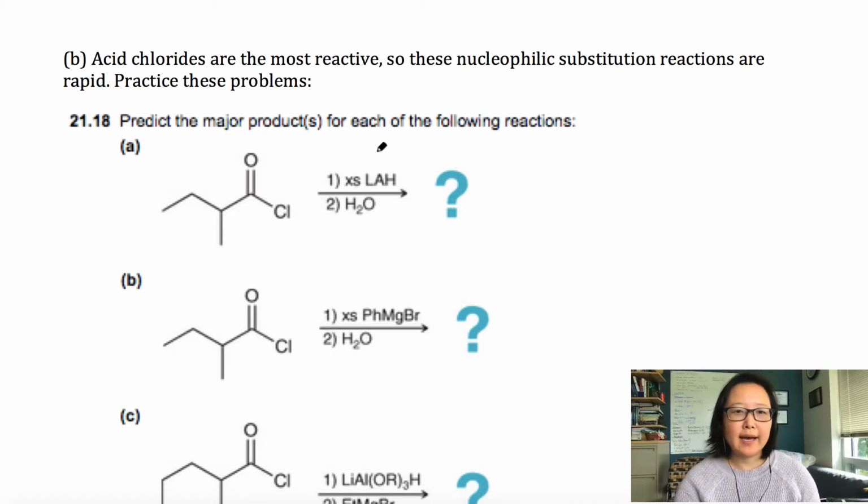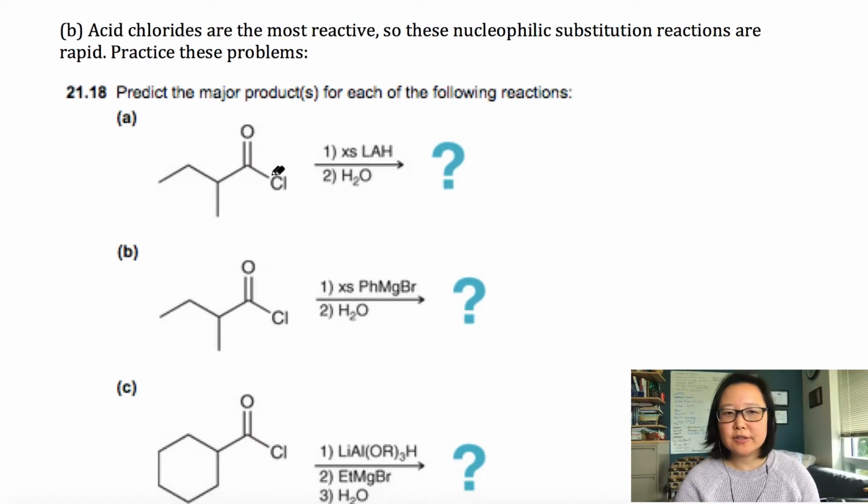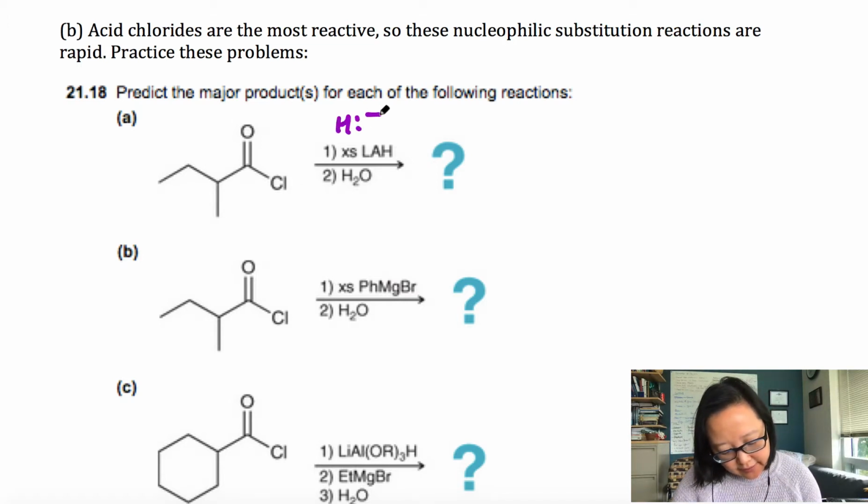Okay, so practice identifying your nucleophile. Your reaction will be from the nucleophile to the carbonyl carbon, then addition, and then elimination of the chloride. We'll do one of these together. With excess LAH, I usually think of LAH as a hydride, so that's my nucleophile. Now, for our purposes, we don't have to show a mechanism.